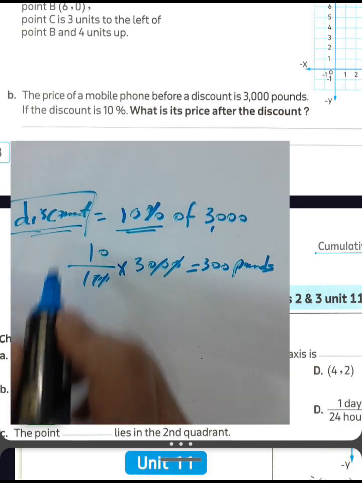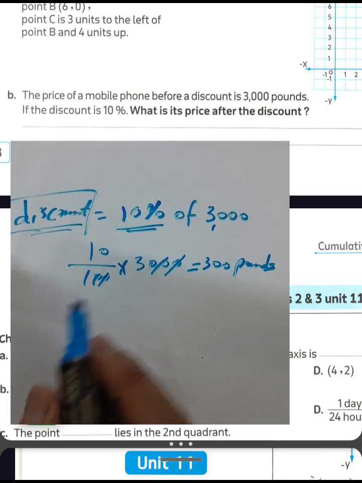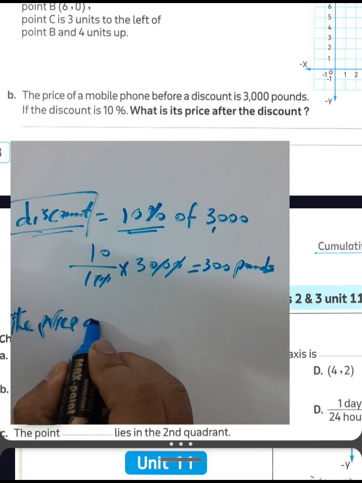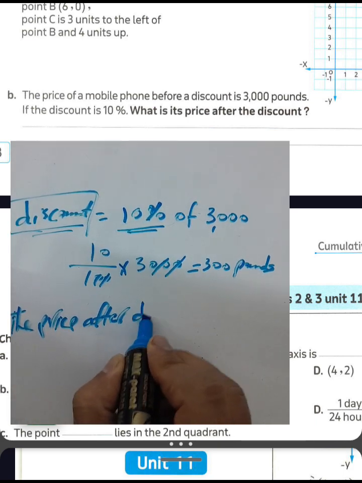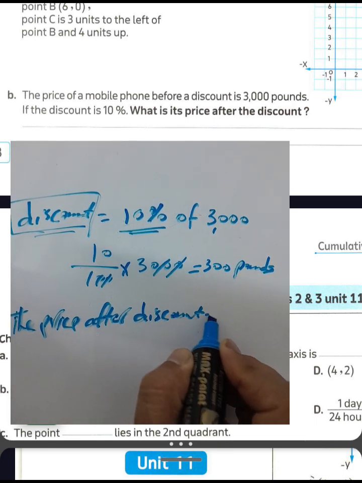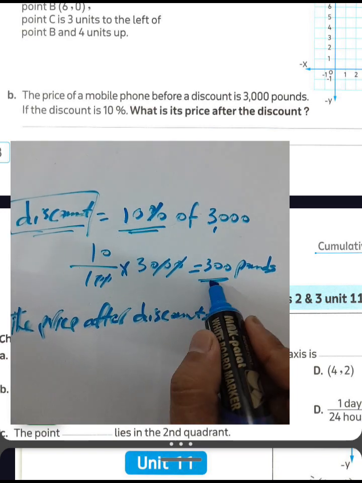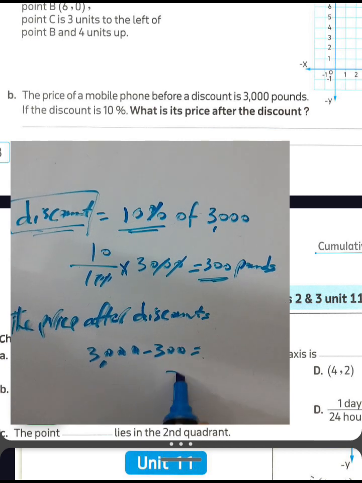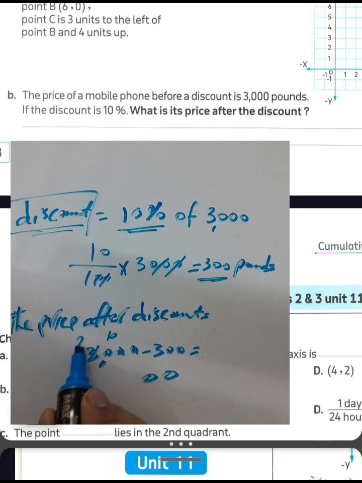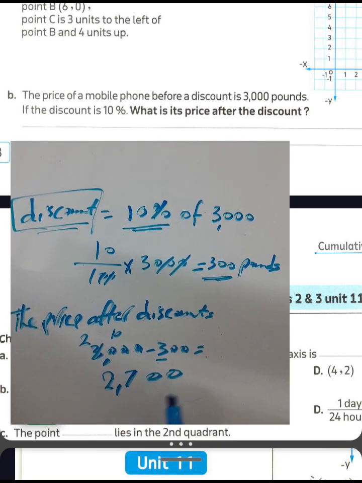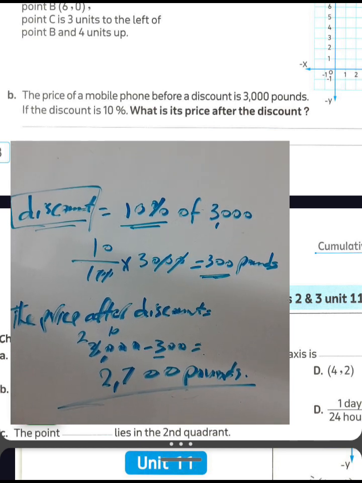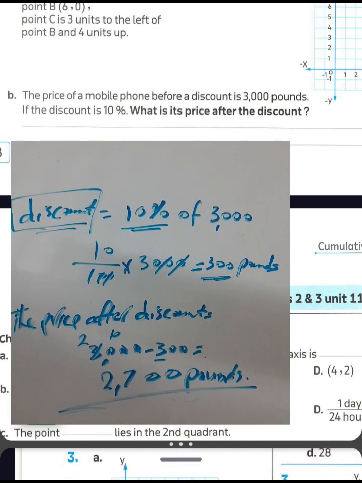That's the discount. And then he wants to find the price after discount, right? The price after discount: you subtract 300 from 3,000. 3,000 minus 300. Write the double zero, and then 10 minus 3 equals 7. The result will be 2,700 pounds. Okay, that's the price after discount.